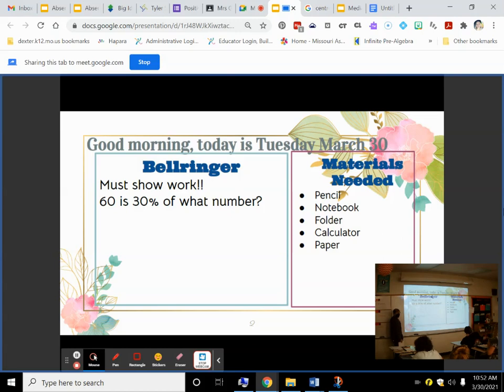Brooklyn, tell us, do you agree or disagree with that answer? I agree. Yeah, perfect. So it says 60 is, thank you. So that tells us 60 goes on top, and the number after goes on bottom, and we don't know that number, so she put a W, and then the percent always goes over 100, so 30 over 100. All right, what questions do you have on the bell ringer?